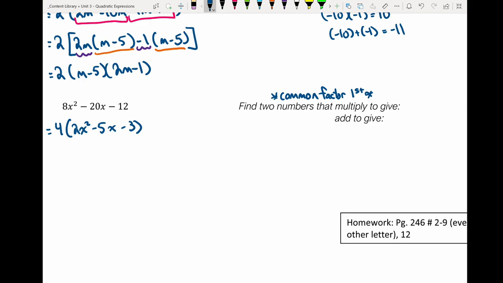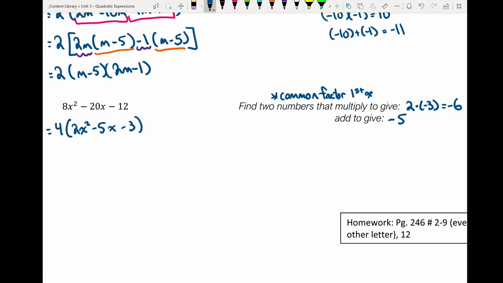Unfortunately, inside that bracket, it's still a complex trinomial, so I'm still going to have to factor a complex trinomial, which is fine, because now I'm dealing with smaller numbers and I've gone through plenty of examples before, so I am getting the hang of it. So I have to find two numbers that multiply to give me 2 times negative 3, which is negative 6, and add to give me negative 5.